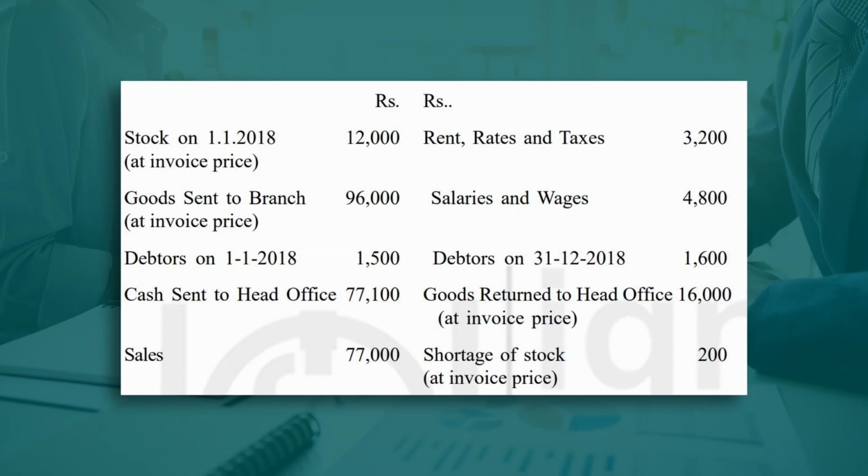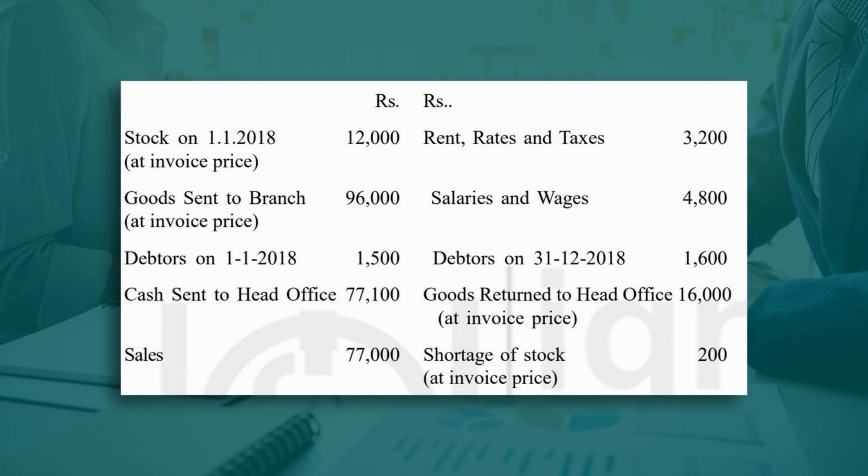Now, this is the information which has been provided to us. Stock as on 1st January 2018, this is the opening stock, 12,000. Goods sent to branch, again at invoice price. Opening stock was at invoice price, so it means the loading amount is included. Again in this, the loading amount is included. Opening amount of debtors 1,500. Cash sent to head office by the branch 77,100. Sales made by the branch 77,000.